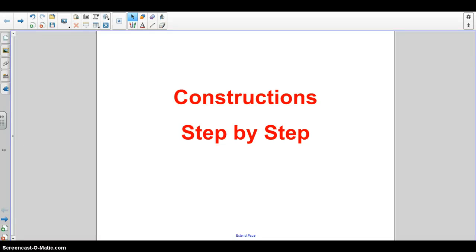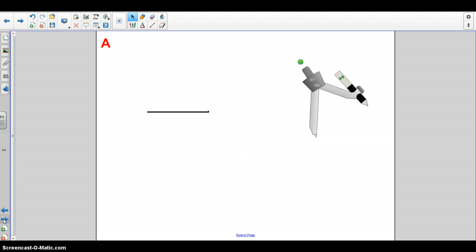Okay, so in this video, I'm going to do the 8 constructions A through H. Starting off with construction A, we need to construct a line segment that's congruent to a given line segment.